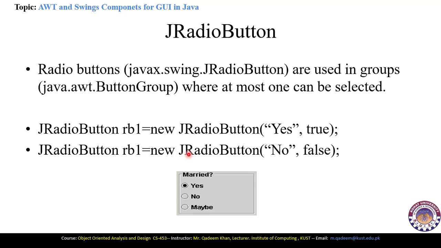And again here you can see another JRadioButton, RB2, which is an object of JRadioButton, equal to new JRadioButton, where No is the label which will be displayed beside the JRadioButton, and false is the option that it will not be selected at first. So you can select it, but when the GUI is executed or the project is compiled, at runtime only the option with the true parameter will be selected by default.